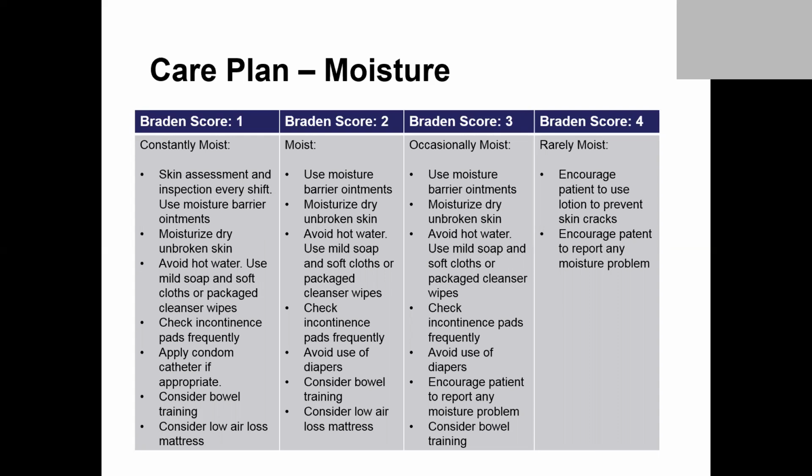Some ideas for a patient who's constantly moist is to moisturize dry, unbroken skin, avoid hot water, use mild soap and soft cloth, check incontinence pads frequently. Try not to use diapers, but if you do, check those often as well. Apply a condom catheter if appropriate, and consider bowel training if you're having a lot of issues with bowel incontinence.